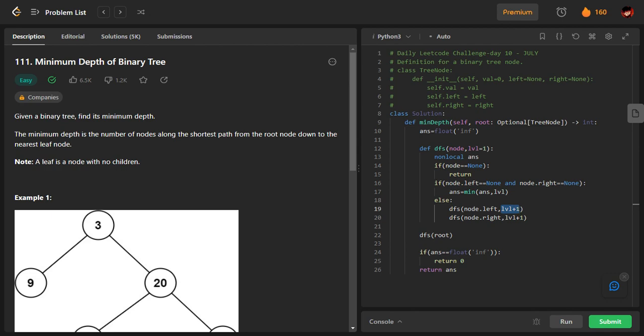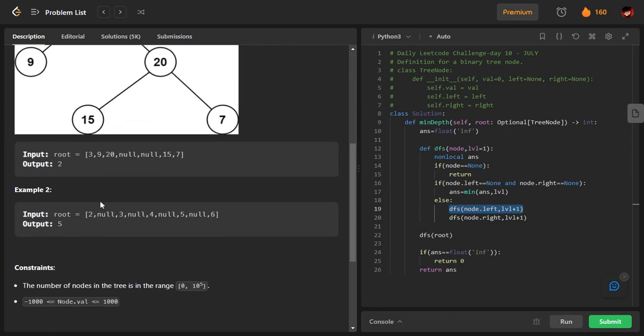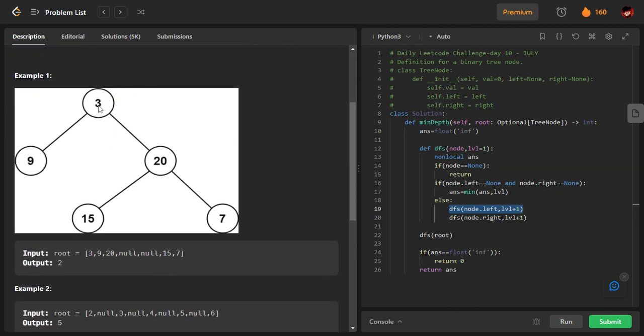Now just for a second, ignore these things and come here. What are we doing? Every time from the root, I will be calling one of its children, for example the left child, and so on. I will just test and show you how it works. For example, from 3 it will go to 20, then from 20 it will go to 15, then it will come back to 20 and go to 7, then it will come back to 3 and go to 9. That's how it will work. That's what the DFS is basically.